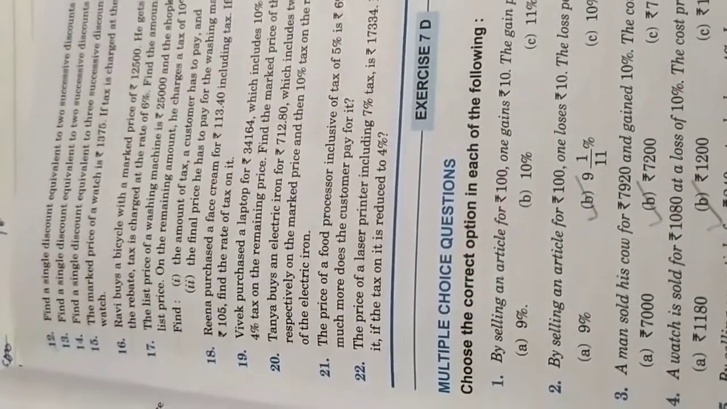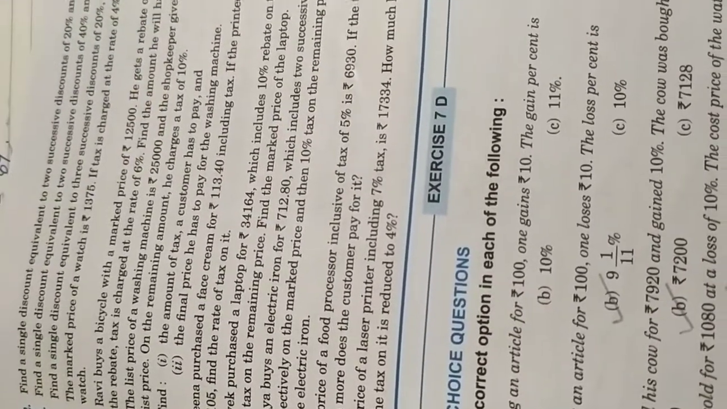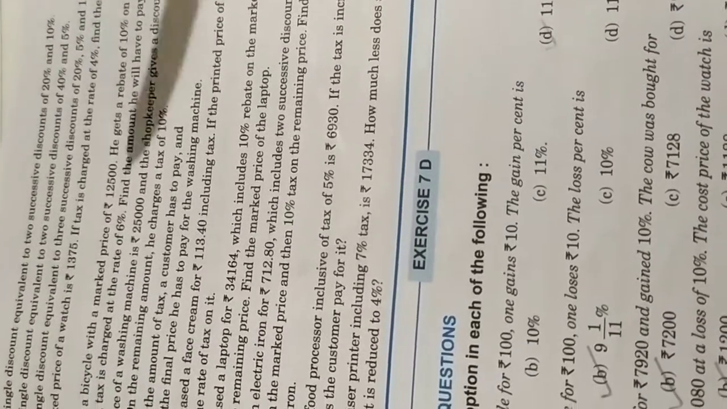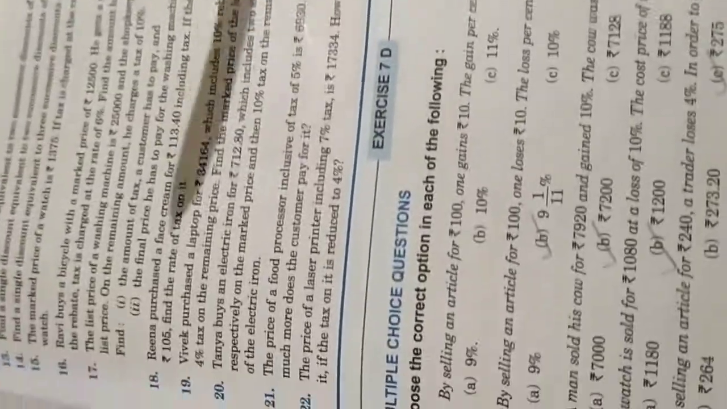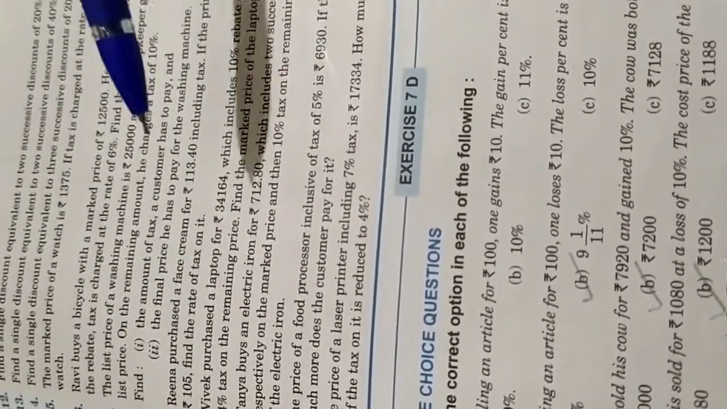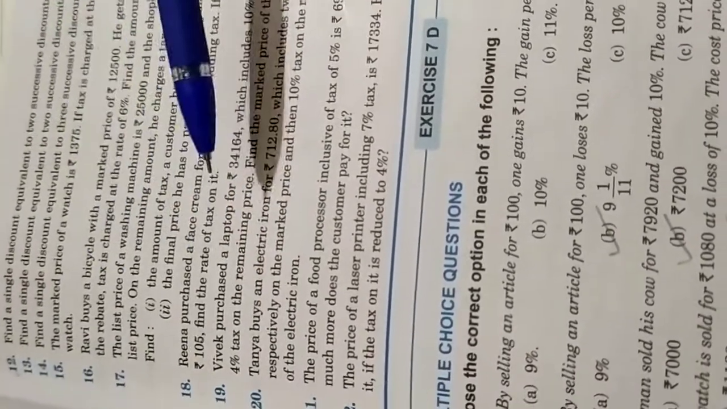When we have to find the rate of tax. Okay, Reena purchased a face cream for rupees 113.40 including tax. Now this includes tax. Okay, if the printed price of the face cream is rupees 105, now this is its printed price and she purchased the cream at this amount, meaning tax is included in it. Then we have to find the rate of tax on it.